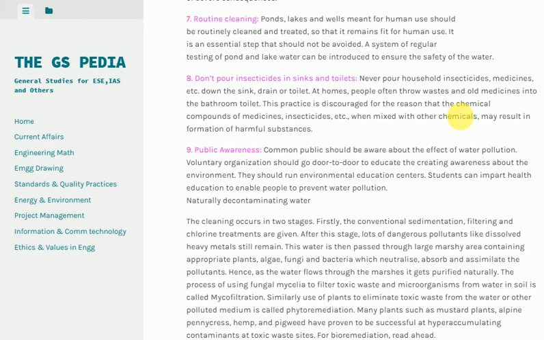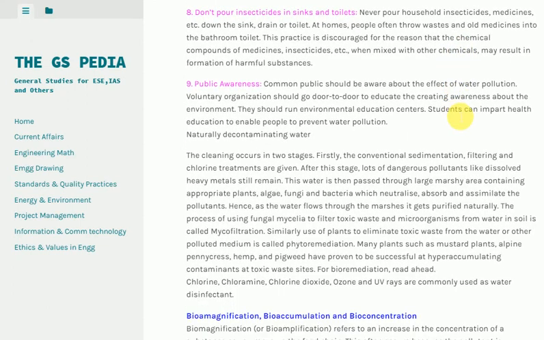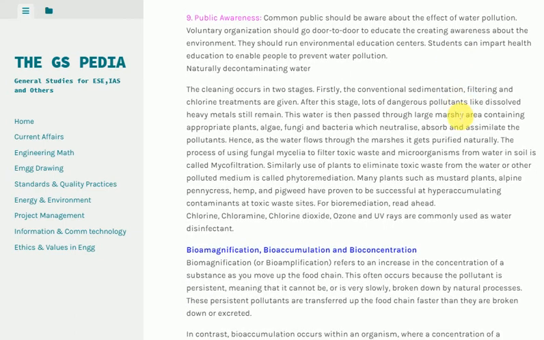Naturally decontaminating water. The cleaning occurs in 2 stages. Firstly, the conventional sedimentation, filtering and chlorine treatments are given. After this stage, lots of dangerous pollutants like dissolved heavy metals still remain. This water is then passed through large marshy areas containing appropriate plants, algae, fungi and bacteria which neutralize, absorb and assimilate the pollutants. Hence, as the water flows through the marshes it gets purified naturally.